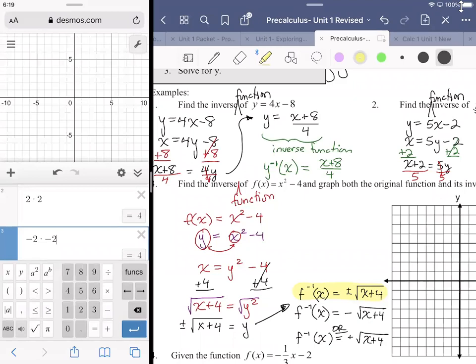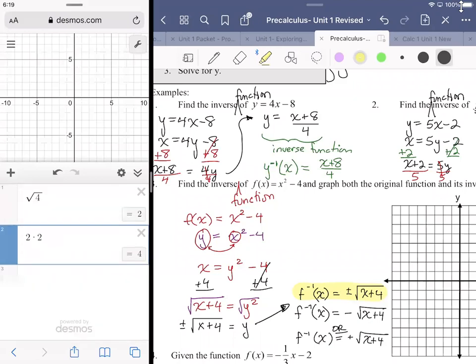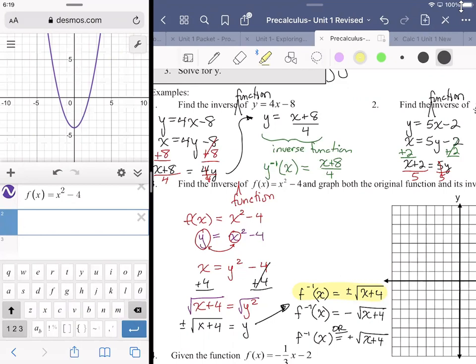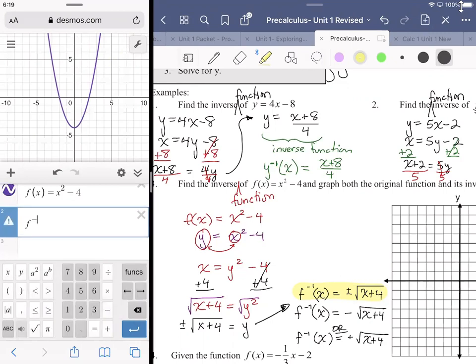All right, so if I want to create the graph, I type in my original function. All right, so we got that. Then I type in my inverse function. Now, I'm going to actually try something. I've never tried this before. I just wanted to see. You never know. Sometimes Desmos surprises. It would have been nice. I just wanted to see if it would actually graph the inverse function for you without you having to come up with the equation. Right.